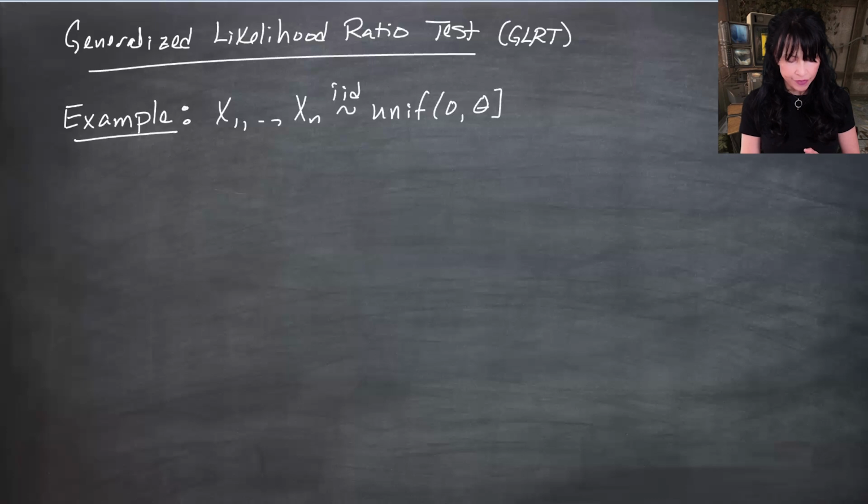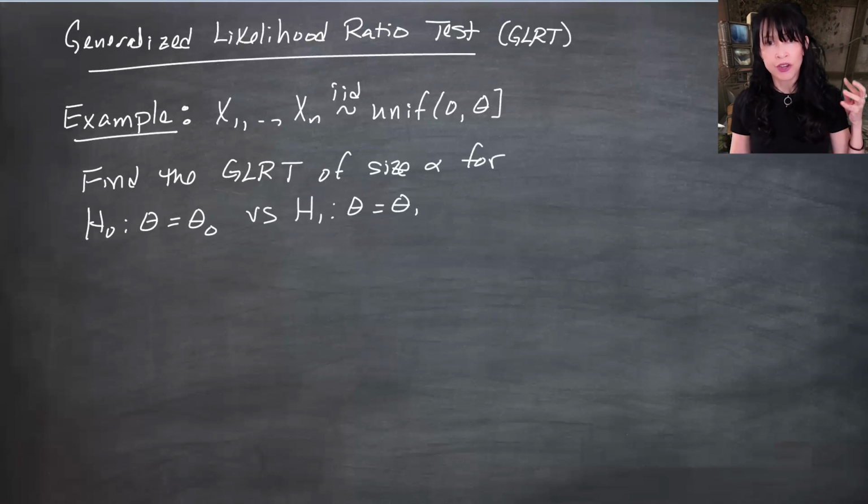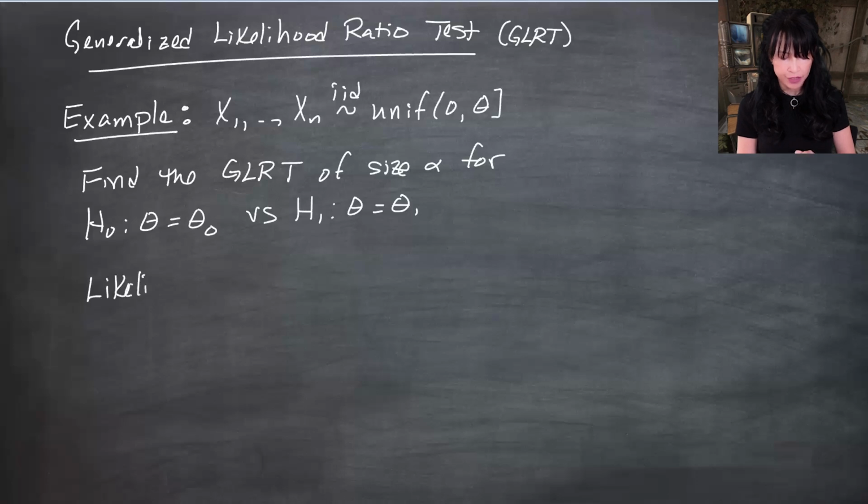So let's find the generalized likelihood ratio test of size alpha for testing the null hypothesis that theta equals theta naught versus the alternate hypothesis that theta equals theta 1. Like I said, there's nothing new in this example except for the parameter being in the indicator, but let's take the same approach. The first thing you would want to do is write down the likelihood function.